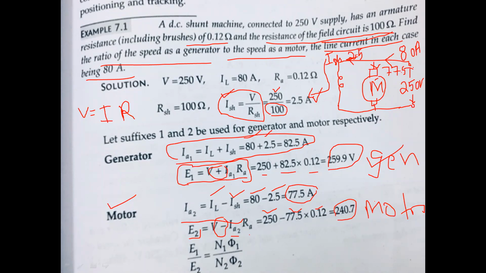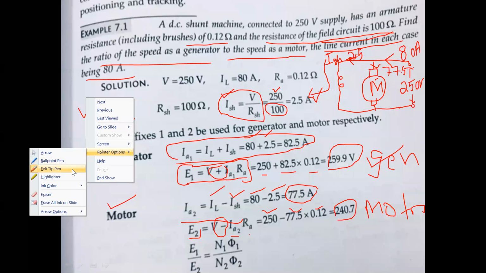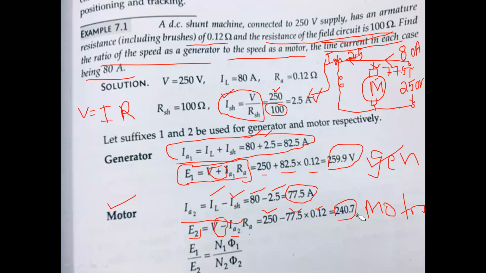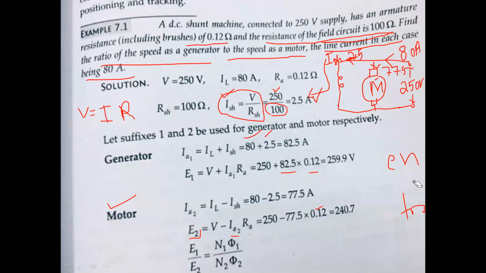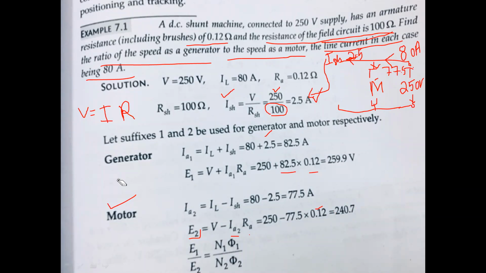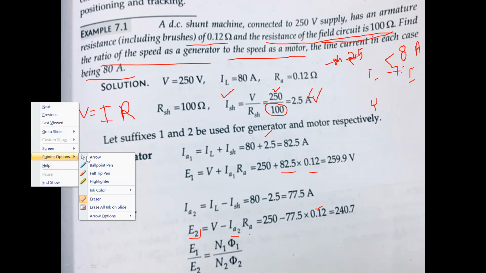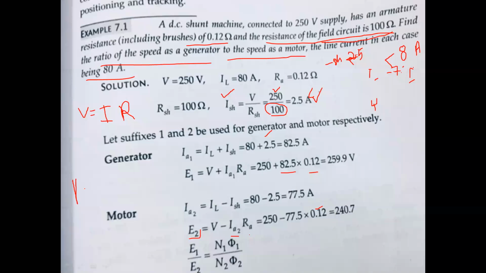So we know that in any case, whether motor or generator, speed is proportional to back EMF and inversely proportional to flux. In a generator or motor, speed N is proportional to back EMF, or generated EMF in a motor, divided by flux.